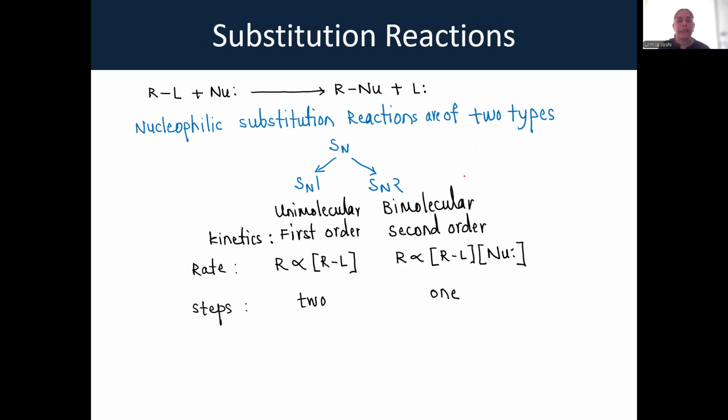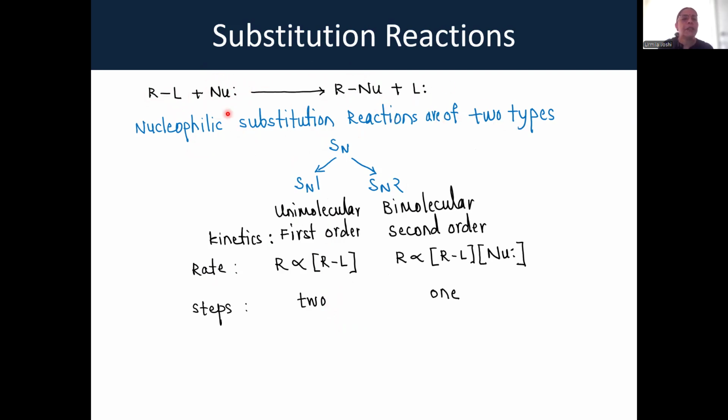Now, your syllabus in this chapter contains substitution reactions, the study of substitution reactions in detail. So this is the representative reaction. L stands for a leaving group. When RL reacts with a nucleophile, a new substituted compound, R-Nu, is formed, and the leaving group leaves with a pair of electrons. Now this, as I mentioned, is a nucleophilic substitution reaction.